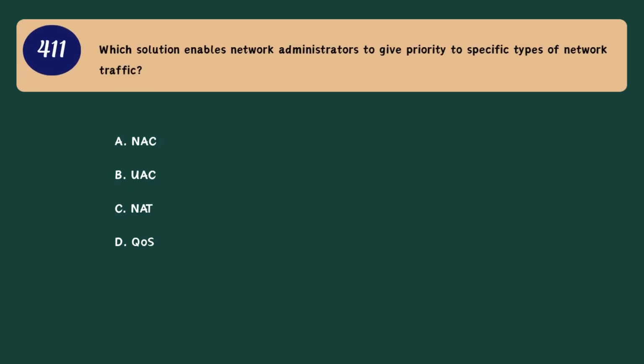Question 411. Which solution enables network administrators to give priority to specific types of network traffic? A. NAC. B. UAC. C. NAT. D. QoS.